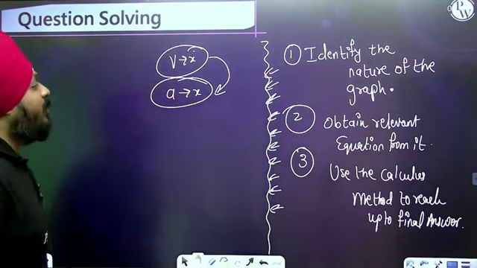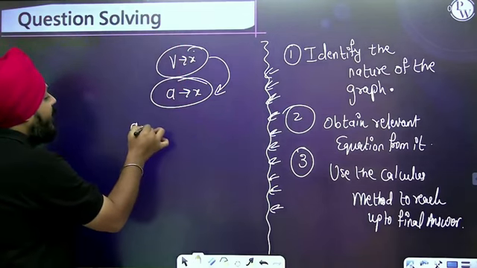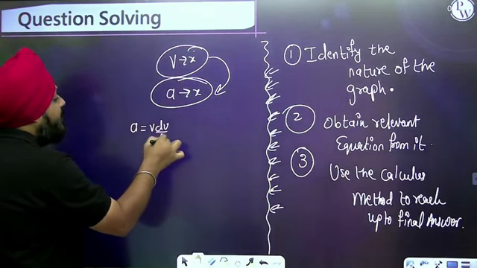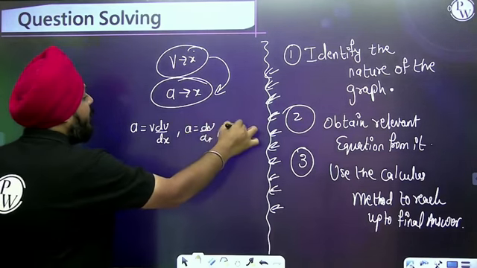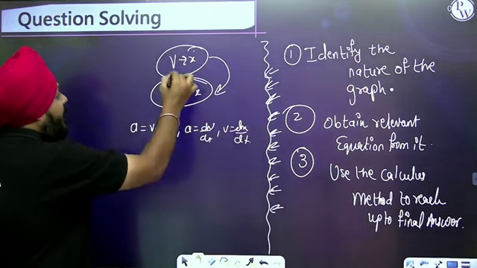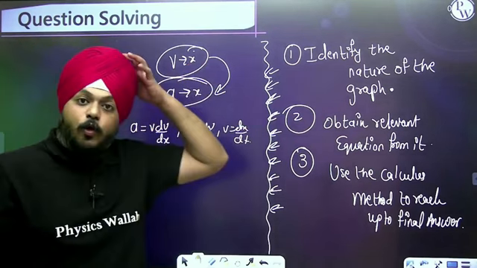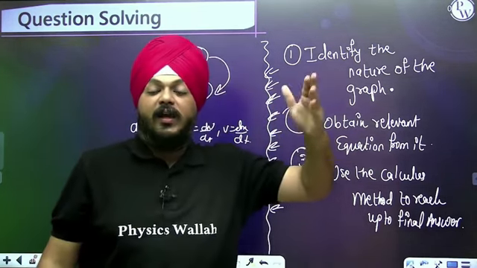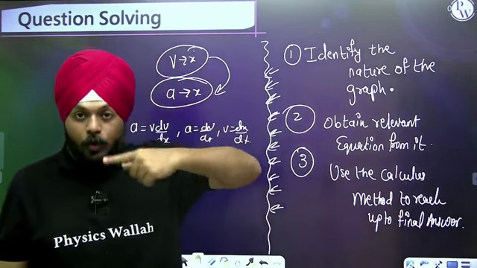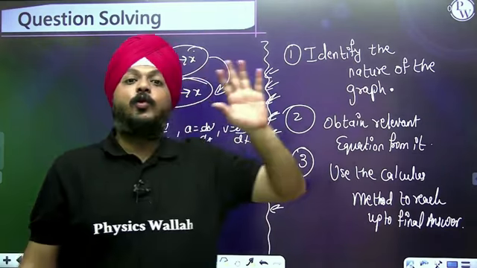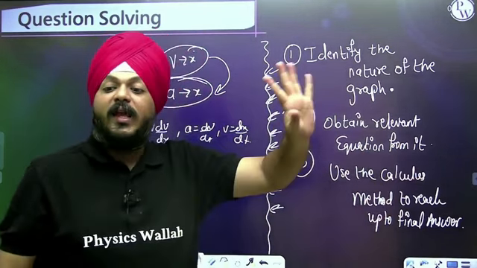So we are having only three formulas of the calculus method: a is equal to v dv by dx, a is equal to dv by dt, and v is equal to dx by dt. Anyhow, if you have to move from displacement to velocity, velocity to acceleration, you have to do differentiation. If you want to follow the reverse, then you have to follow integration. So one thing is fixed.